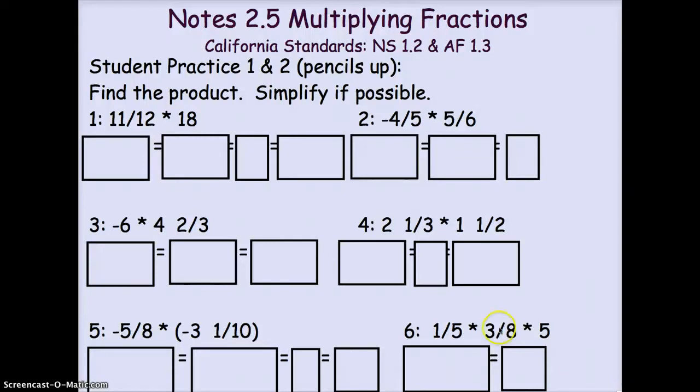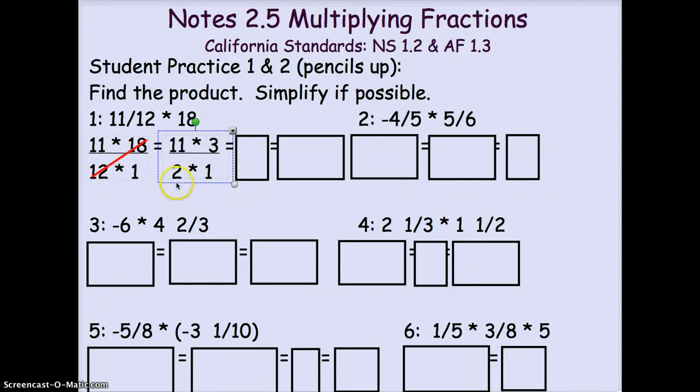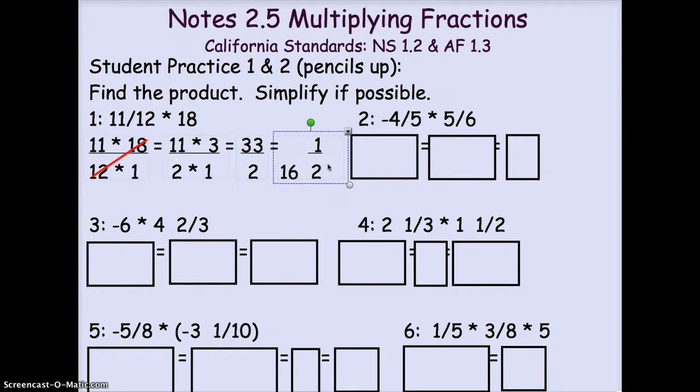Okay, starting with problem number 1. Multiplying the numerators, 11 and 18, and the denominators, 12, and then the other denominator here would be 1, since 18 doesn't have one. Notice we can cross-cancel the 18 and the 12. They're both divisible by 6. We end up with 3 and 2. 11 times 3 is 33. 2 times 1 is 2. Notice my fraction is improper, so I must turn it into a mixed number, 16 and 1/2.